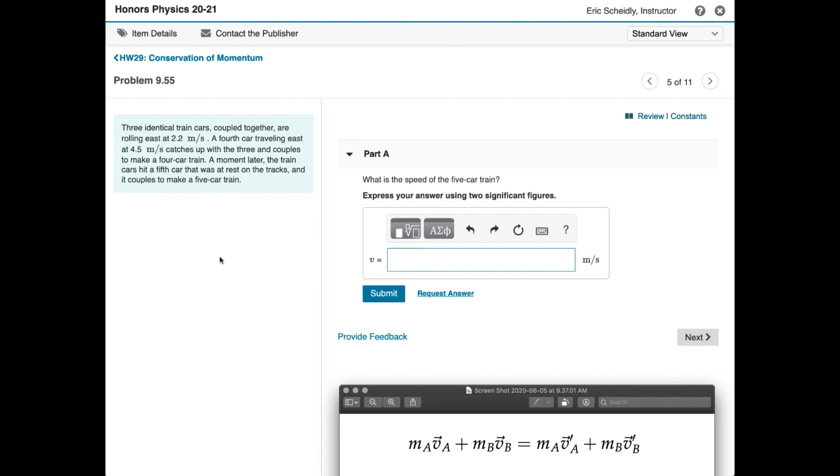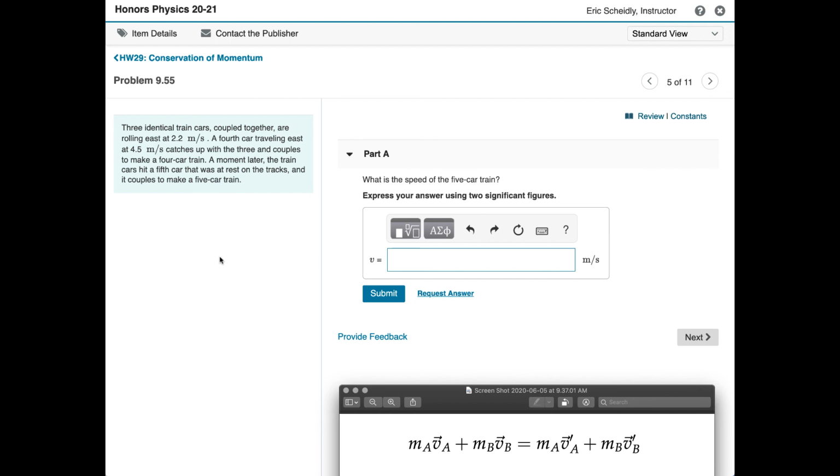So let me say that equation again. I have 3 times 2.2 plus 1 times 4.5 is equal to 4 times the final velocity. I just said the numbers there and not the masses because you have a mass in every term and the mass cancels out. So you can solve that equation for them after the collision.